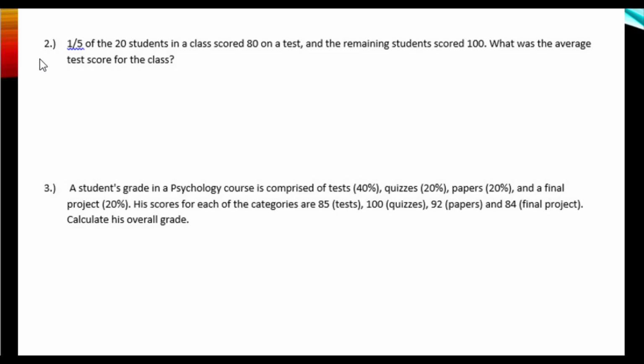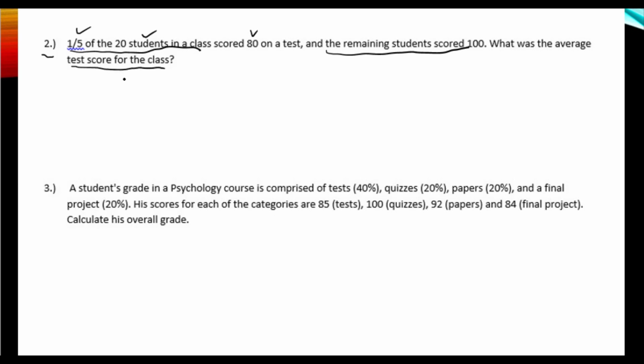So we're going to do problem 2 now, weight averages. It says 1/5 of the 20 students in the class. So the class has 20 students, and 1/5 of them scored an 80 on a test. And all the remaining students scored 100. What was the average test score for the class?